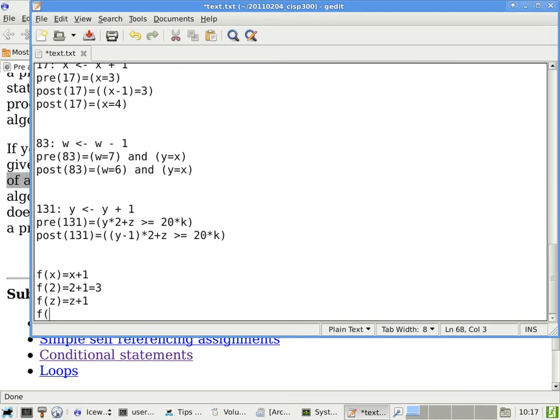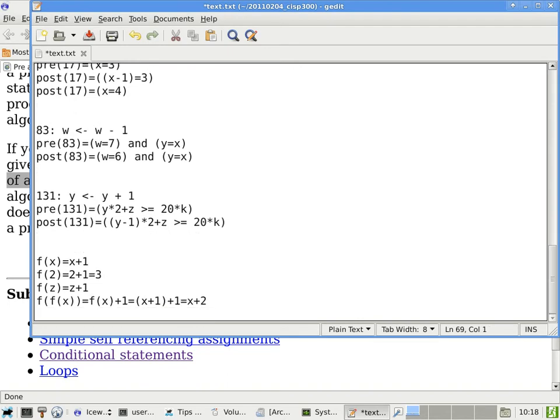What about the f of f of x? It becomes f of x plus 1, right? We take whatever is inside the parentheses, and we want to add 1 to it. And then we can expand it one more time. What is f of x? F of x is x plus 1, and then the whole thing plus 1 will give us the final answer. If you want to simplify, it becomes x plus 2. Is that making sense so far?